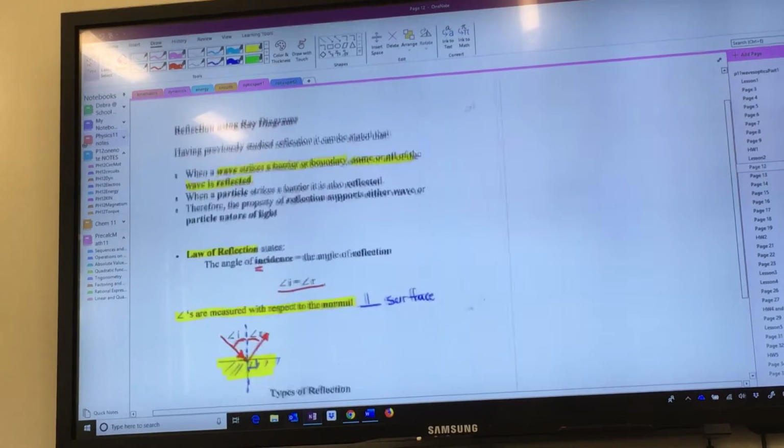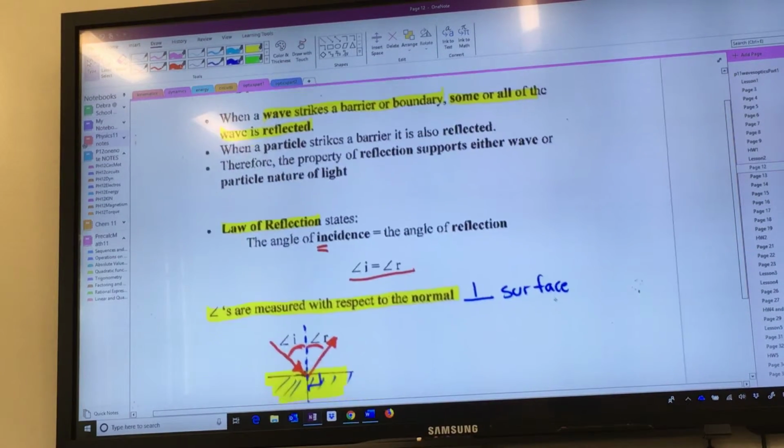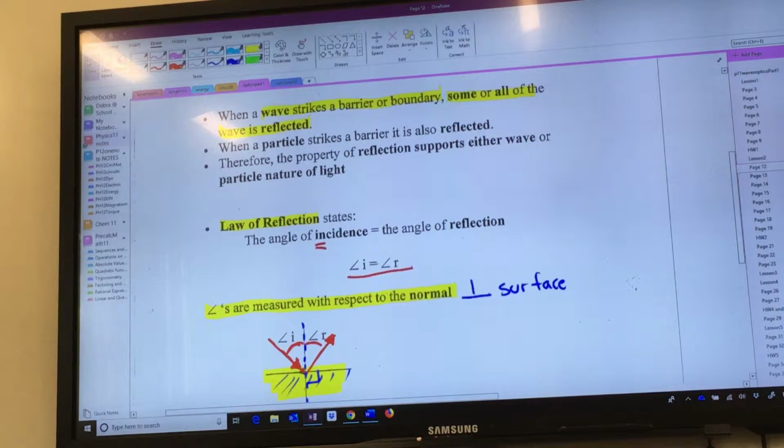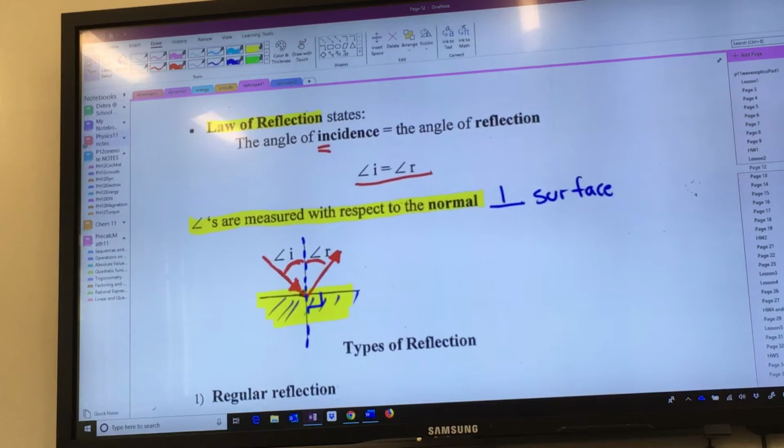So basically what we're going to do is focus on when a wave of light strikes a solid barrier, like a mirror. Some or all of the light is reflected. And basically what happens is the ingoing ray is called the angle of incidence, and the one that's coming out is called the reflected angle. So the angle of incidence always equals the angle of reflection. And they're always measured relative to the normal.